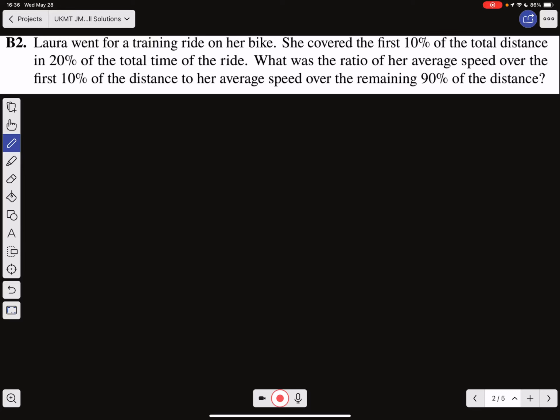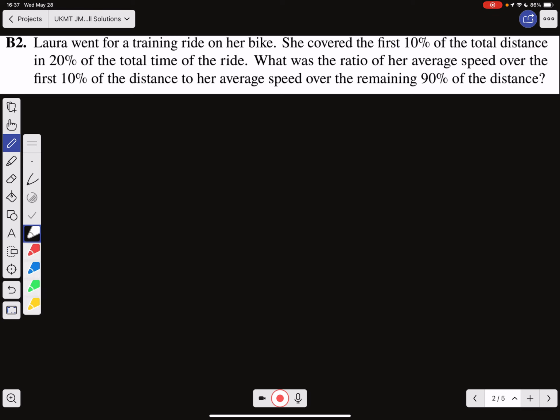Problem B2. Laura went for a training ride on her bike. She covered the first 10% of the total distance in 20% of the total time of the ride. What was the ratio of her average speed over the first 10% of the distance to her average speed over the remaining 90% of the distance?